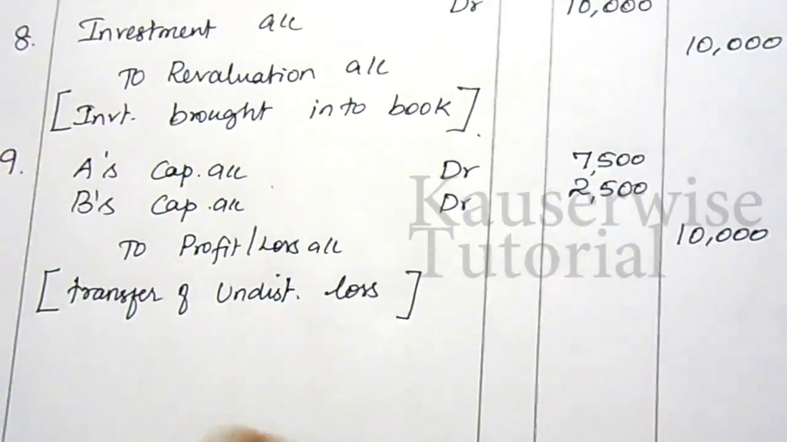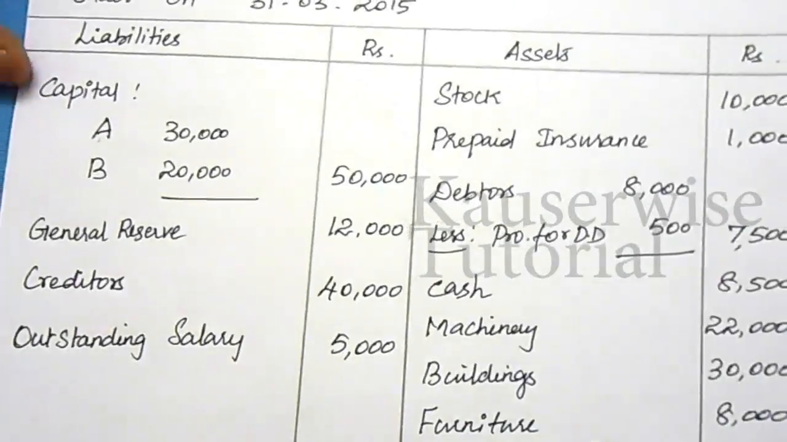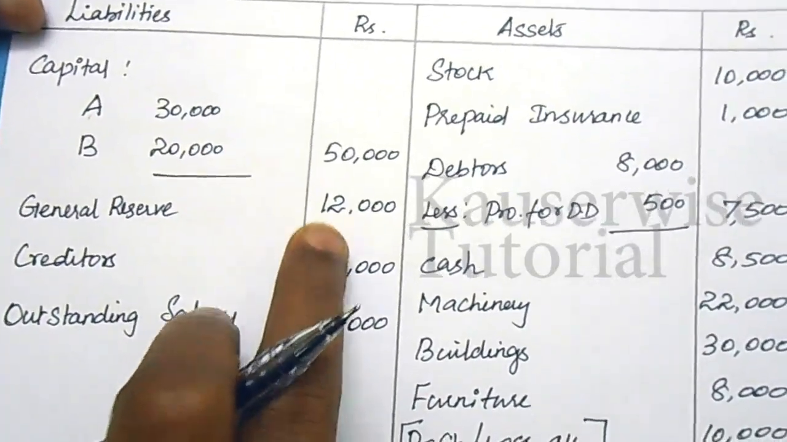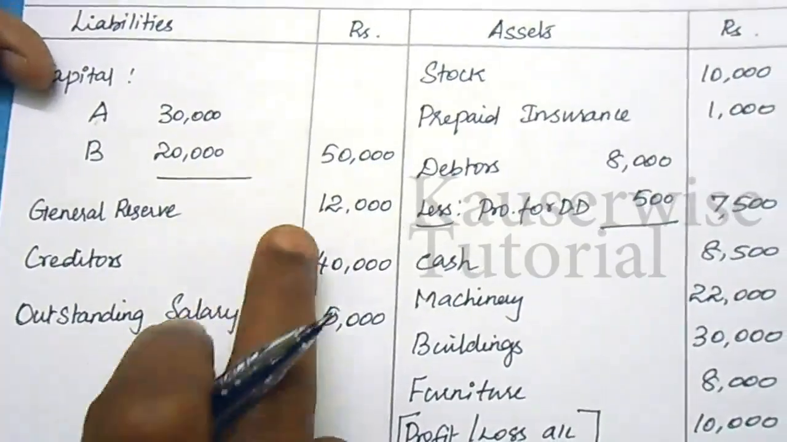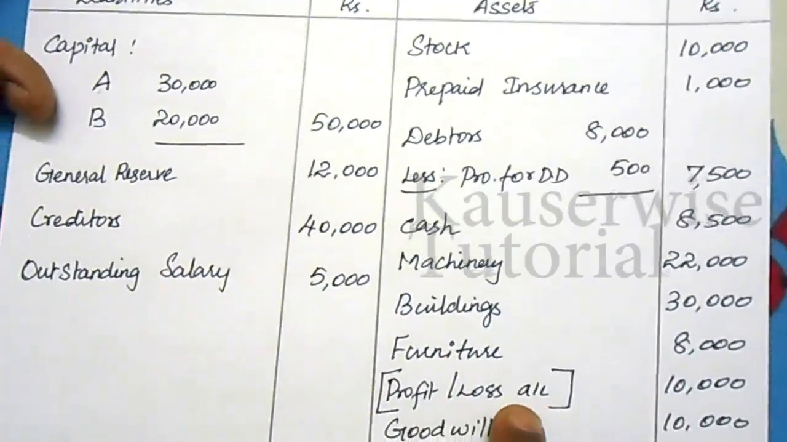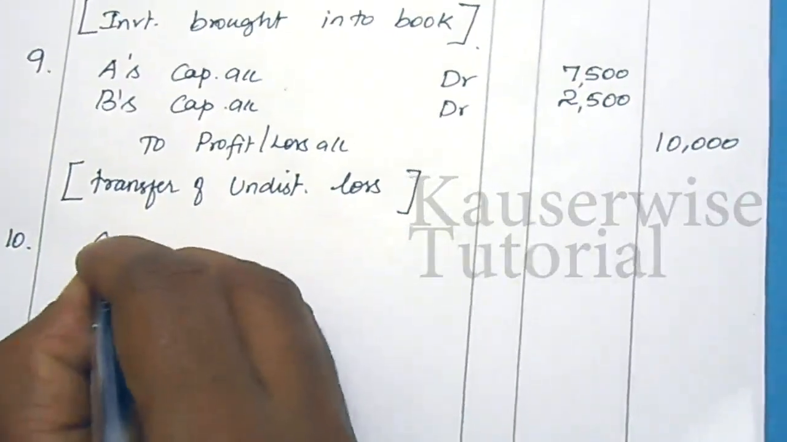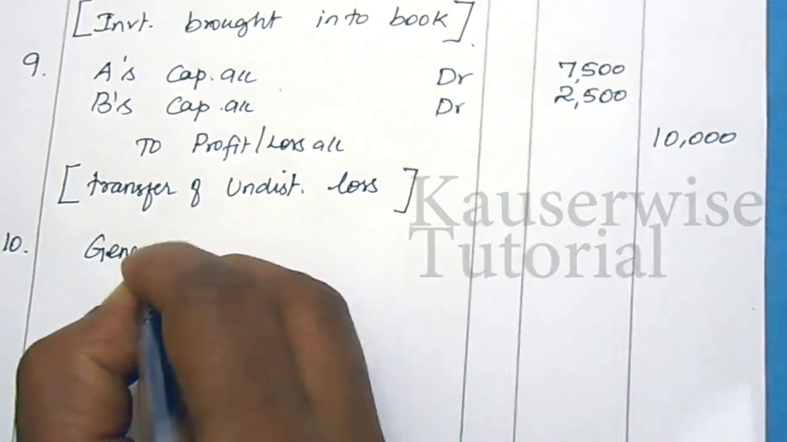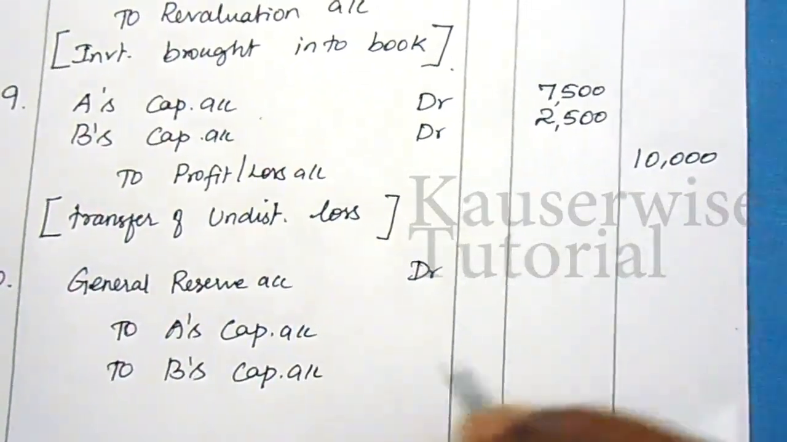In the same way, transfer of undistributed reserve. That is general reserve is there, no? See the balance sheet liability side. General reserve 12,000. So this will be transferred to old partners' capital account. But it is a gain. So entry for the transaction is general reserve account debit to old partners' capital account. For loss, old partners' capital account debit to profit and loss. Entry: general reserve account debit to A's capital account and B's capital account.